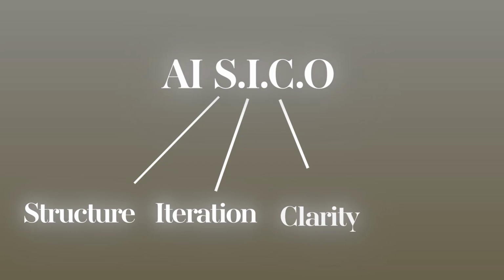There is one way to improve the output that you get. And the way to do that is improve your input. So that means improve the prompt plus the data that you give the prompt. And the way that you get into an AI ownership mindset is you become an AI SICKO. SICKO stands for structure, iteration, clarity, and ownership.